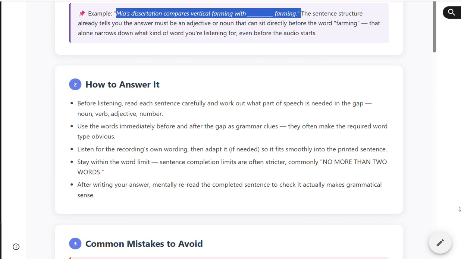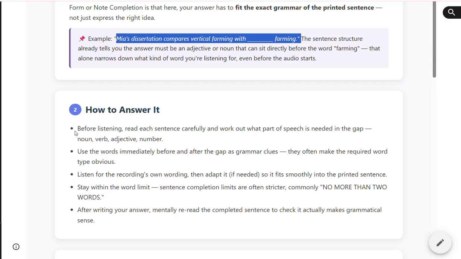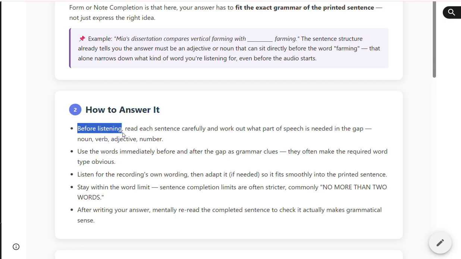Here's the strategy. Before listening, read each sentence and work out what part of speech is needed in the gap. A noun, a verb, an adjective, a number. Use the words immediately before and after the gap as grammar clues. They often make the required word type obvious. Listen for the recording's own wording. Then adapt it if needed so it fits smoothly into the printed sentence.